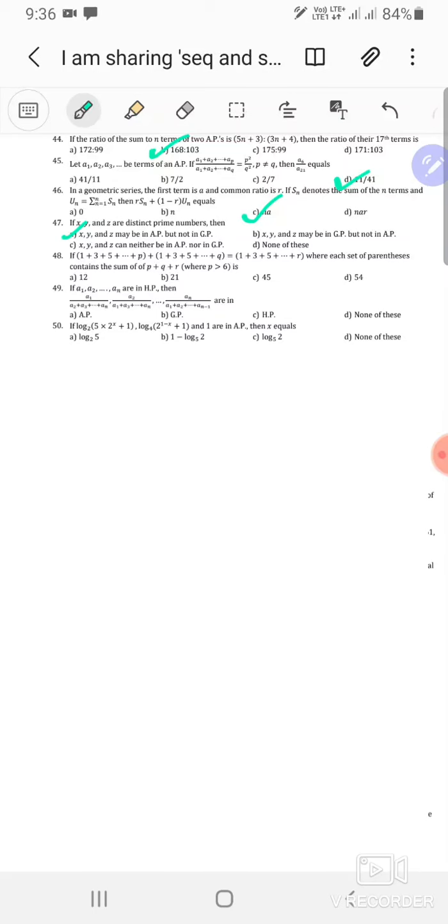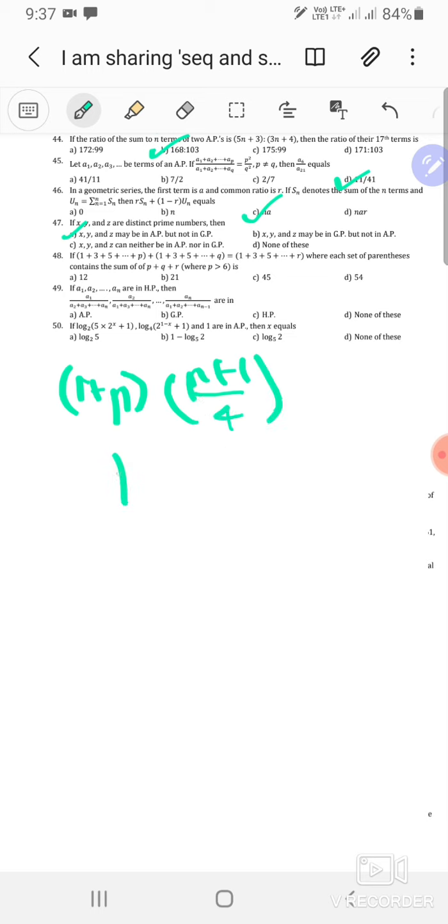The 48th question says 1 plus 3 plus 5 all the way till p, plus 1 plus 3 plus 5 all the way till q, is equal to 1 plus 3 plus 5 all the way till r. So let's find out what these sums are supposed to be. First of all, you will have (a plus l) which is 1 plus p, into n by 2, but what is n in this case? So you got (p minus 1) upon 2 plus 1, that has to be (p plus 1) upon 2. But then that thing is divided by 2 once again, so that's (p plus 1) upon 4. Similarly you have (1 plus r) into (r plus 1) upon 4.